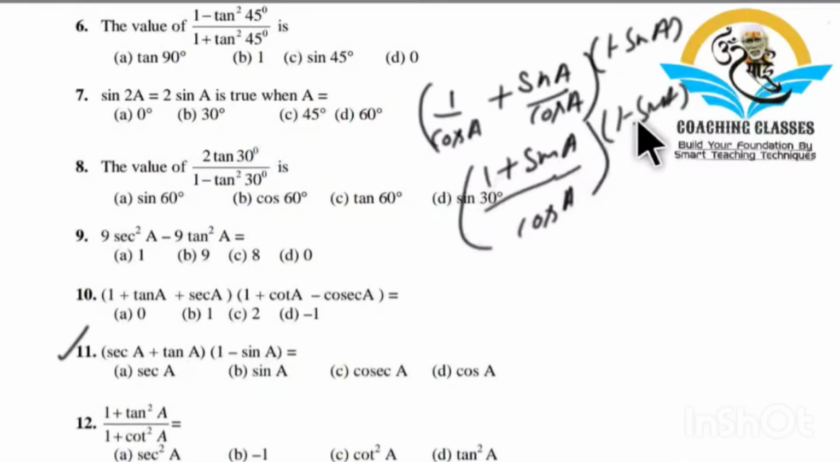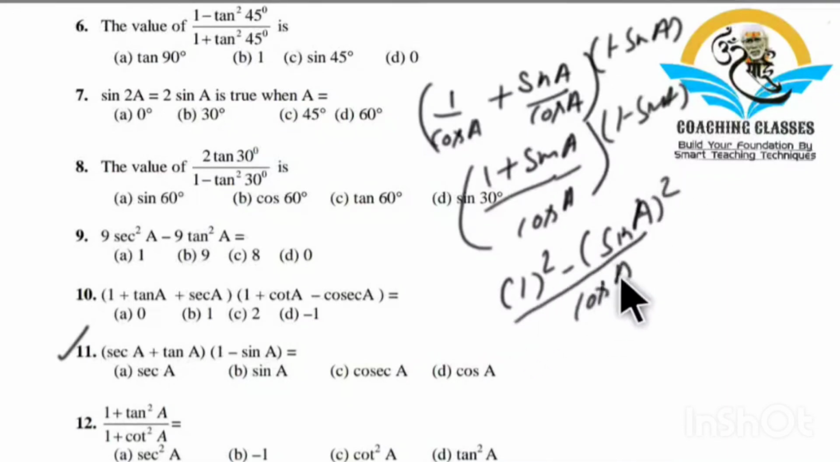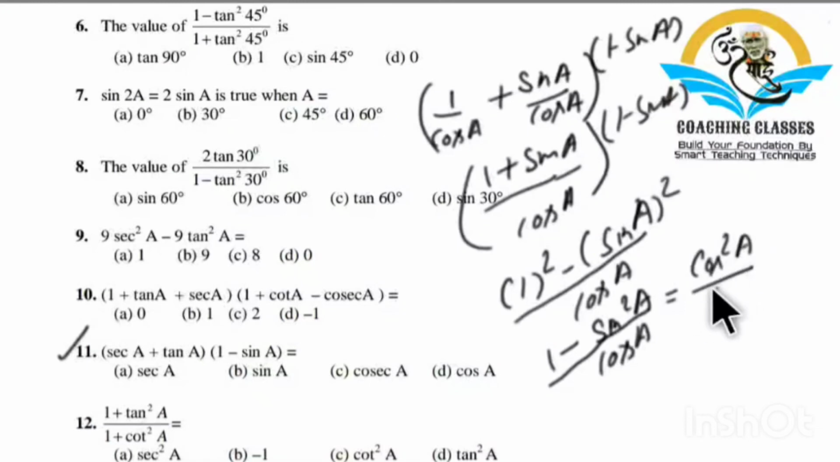Then a plus b, a minus b, that is a square minus b square upon cos A. So 1 minus sin square A upon cos A. You know that 1 minus sin square A equal to cos square A, by cos A. Cos get cancelled and you get the answer, that is cos A. Hence option number D is correct.